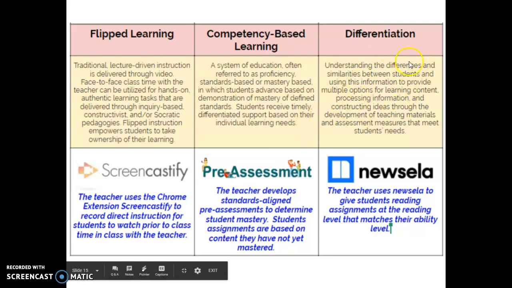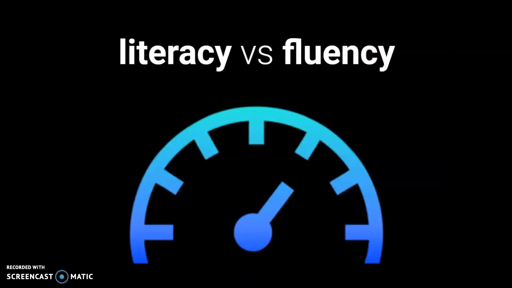And then the last one we put in there was differentiation. We want to make sure that people understand what differentiation means. And we defined it as understanding the differences and similarities between students and using this information to provide multiple options for learning content, processing information, and constructing ideas through the development of teaching materials and assessment measures that meet student needs. The example we talked about was Newsela ELA. The teacher uses that Newsela ELA to give students reading assignments at the reading level that matches the student's ability.